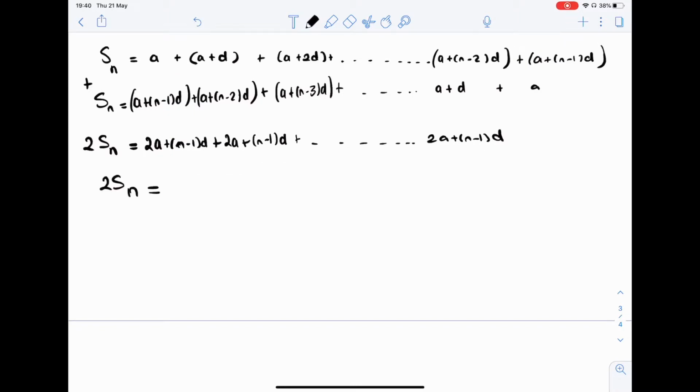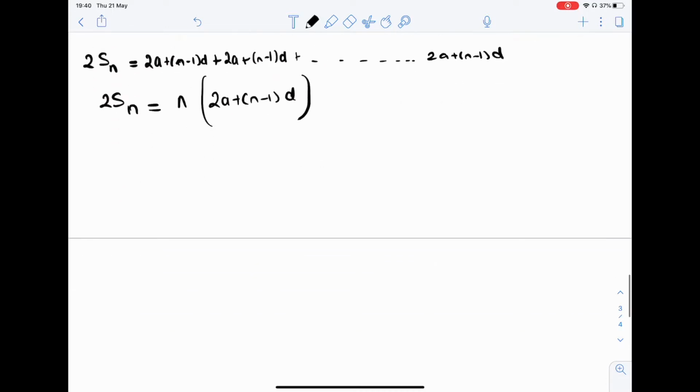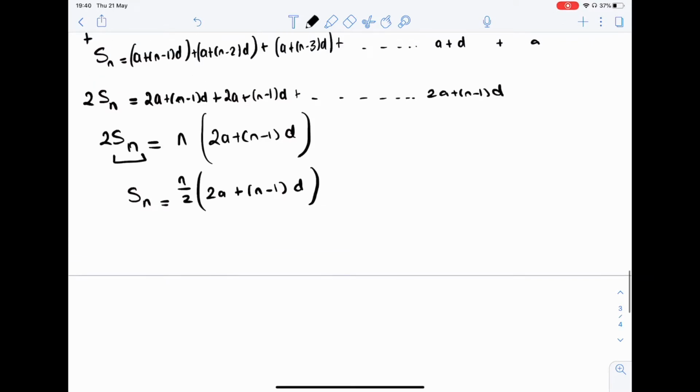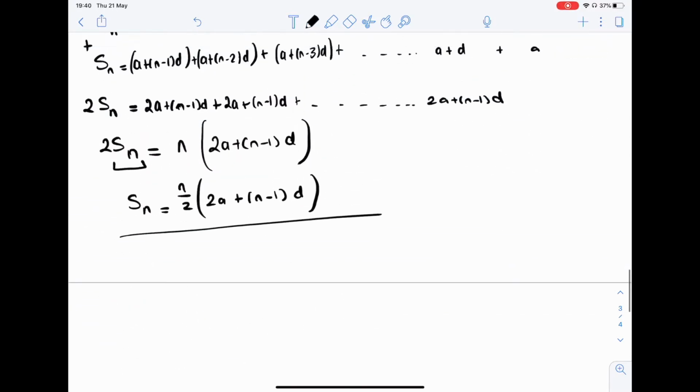So we know a sum, and now we can look at how many we have. There are n terms, so we must have n lots of 2A plus (n minus 1)D. If we just want Sn on itself, we divide by 2. So Sn is equal to n over 2, times (2A plus (n minus 1)D). And that's it. That's basically the formula. You should get it in most of your formula booklets.